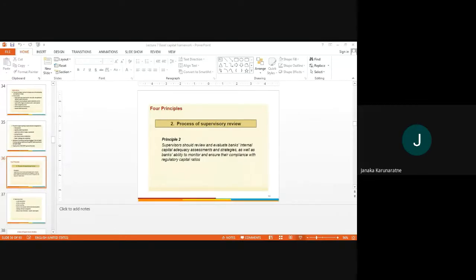So bank-specific risk or macroeconomic factors may not be taken into account in Pillar 1. There may be some macroeconomic factors which may not be covered in Pillar 1. And also situations like COVID, suddenly unexpected. We never know when the next hit will come.